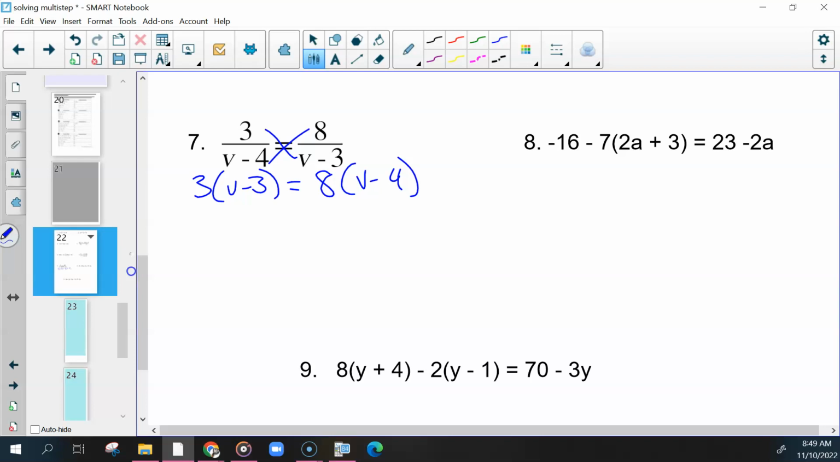And then our next step, go ahead. Distribute everything on both sides. If you jump into the distributing right away, that's okay. If you want to get the hang of it first, that's also fine.